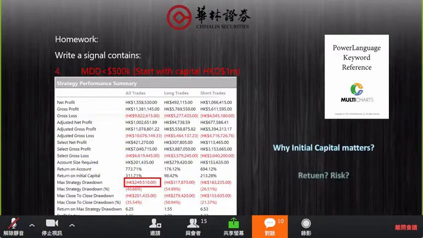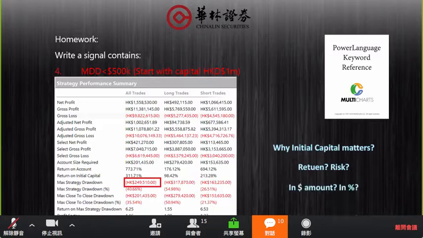Yep, why initial capital matters. Return and risk at the same time, because when you add more money initially to trade, your return will drop, but also the risk will drop. Okay, in percentage, of course.